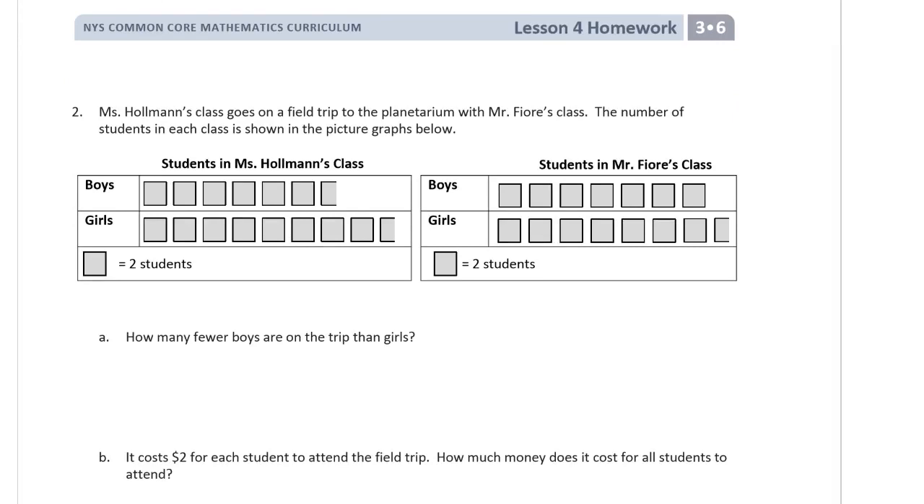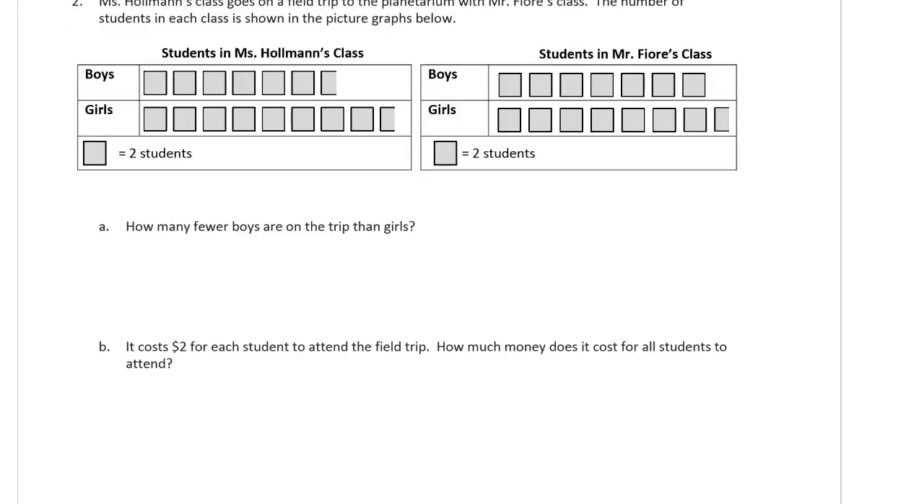Ms. Hallman's class goes on a field trip to the planetarium with Mr. Fiore's class. The number of students in each class is shown in the picture graphs below. All right, and don't miss this. The key is each square is two students. Two students. And how many fewer boys are on the trip than girls?